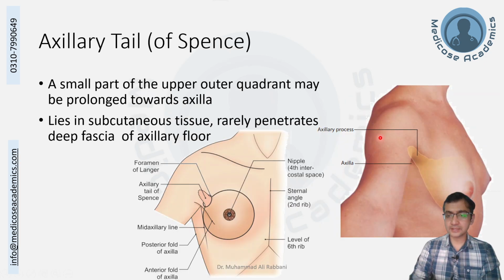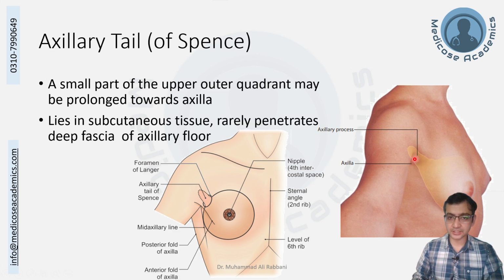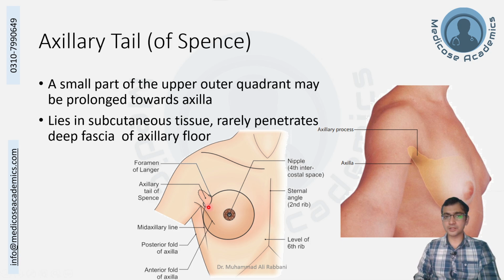And the breast tissue is expanded laterally, going to the axilla. This extension is called the axillary tail of Spence. This is part of the upper outer quadrant. It usually lies in the superficial fascia, but sometimes it penetrates the deep fascia to reach the axillary floor. The space created by this penetration of the deep fascia is called the foramen of Langer.